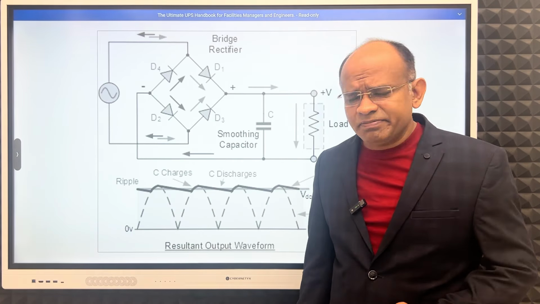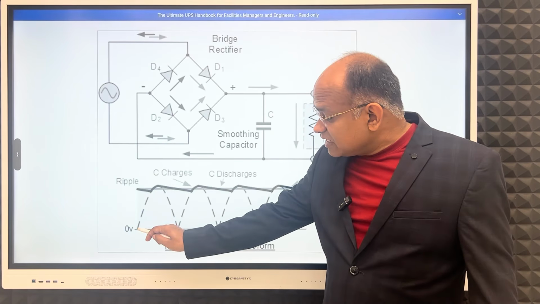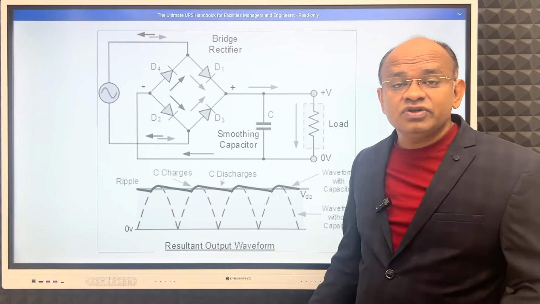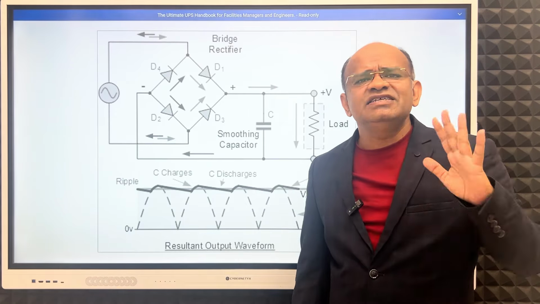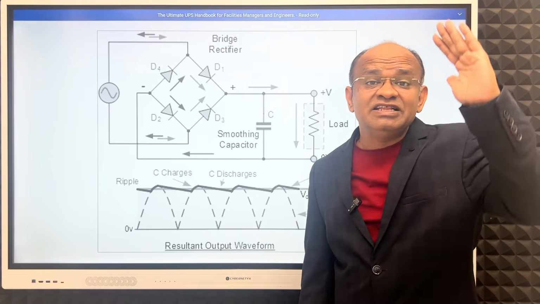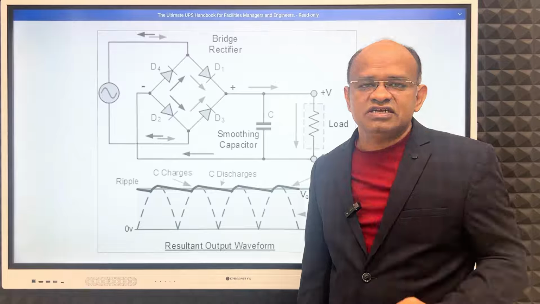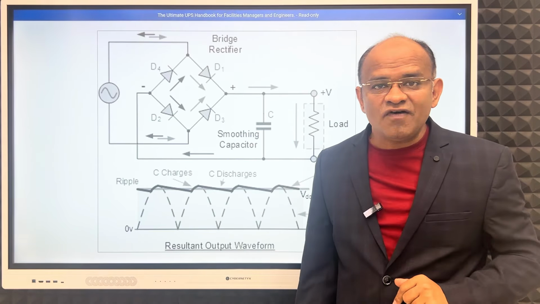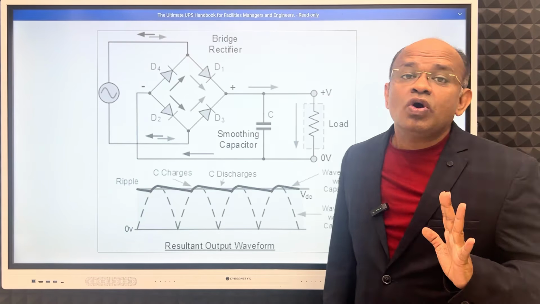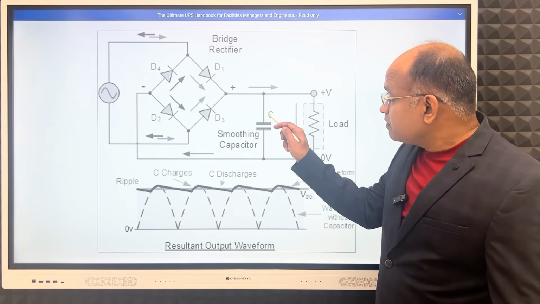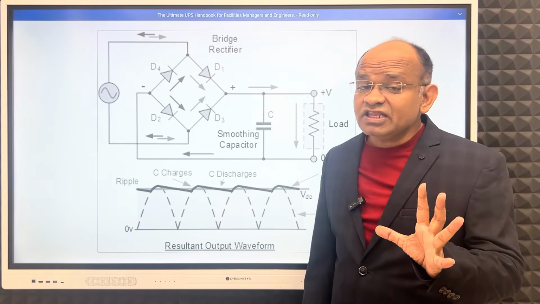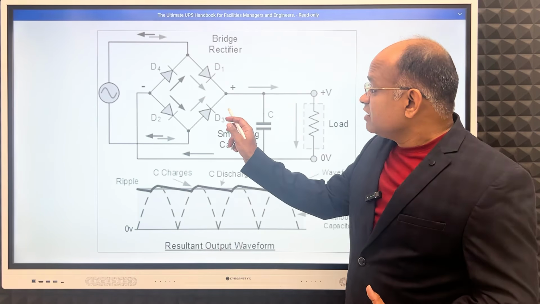But there is a problem. It started from 0, then peak, and again 0, again peak and 0. So it is a pulsating DC. It is in one direction, but it is pulsating. It is not constant. Now our purpose is to get a constant flow of DC current. Now what will we do? We will just put this capacitor here. Capacitor.